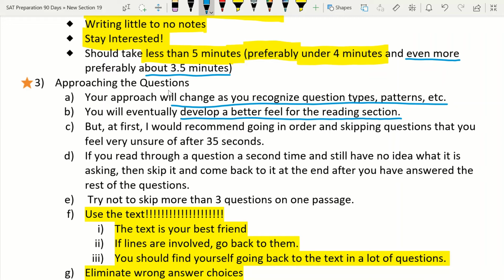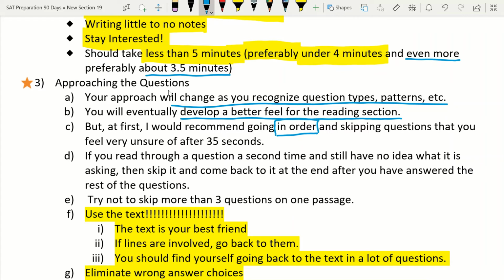Now, at first, I would recommend going in order, right? Now, what do I mean by that? I don't mean passages. I already talked about how with passages, I actually want you to go out of order if that is what would maximize your scoring potential. If you're better at science passages, do those first. What I mean about going in order is just with the questions within that passage, right?